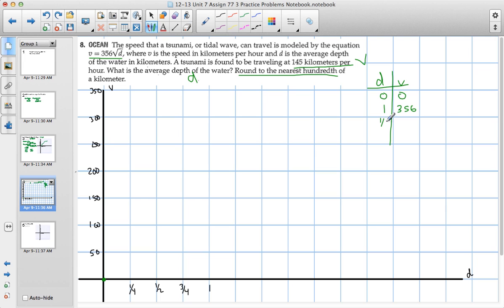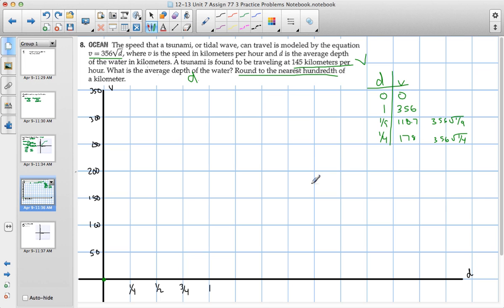So if I put in 1/9, that's 356 times the square root of 1/9. Well, the square root of 1/9 is 1/3, so I just divide 356 by 3, and in decimal form that's going to give me 118.7. And then the next one I'm going to use is 1/4, because again, that's easy to find its square root. That's going to give me 356 times the square root of 1/4. Well, the square root of 1/4 is 1/2, so I divide 356 by 2, and that'll give me 178.